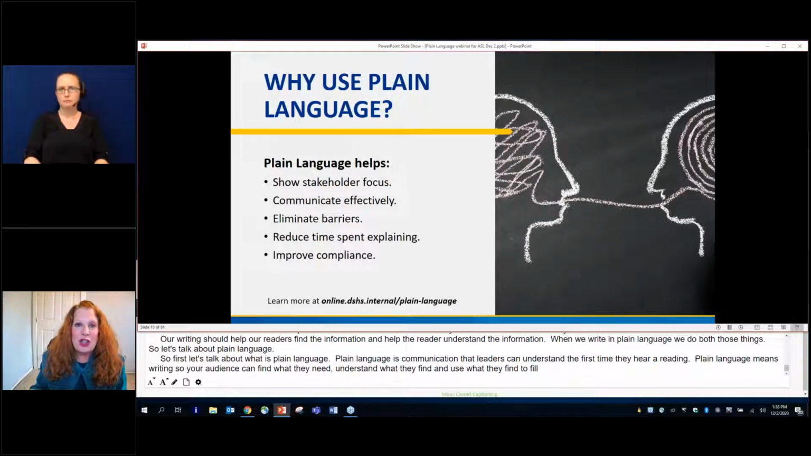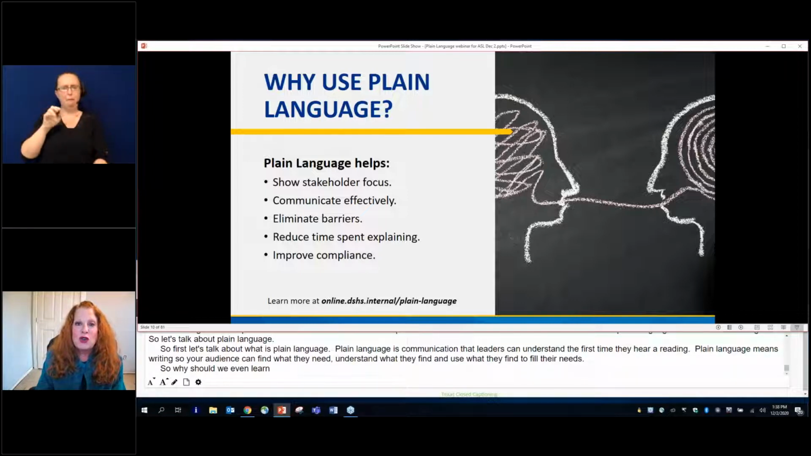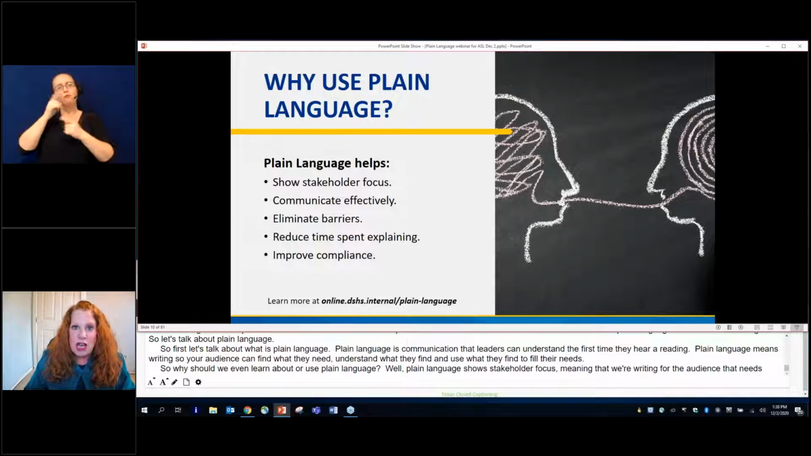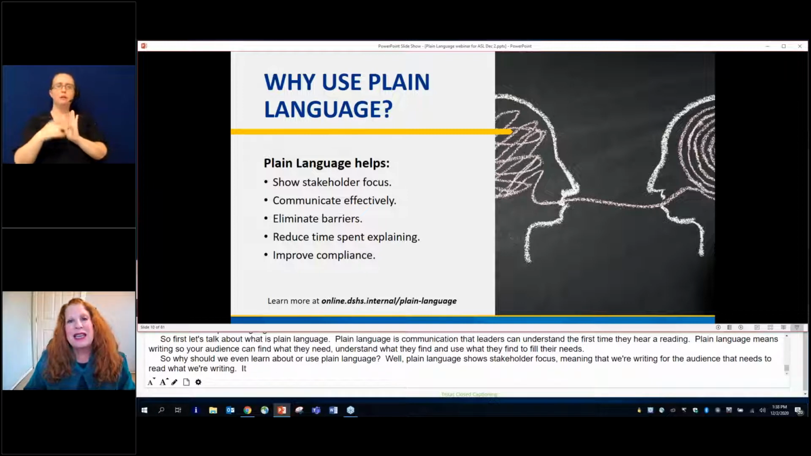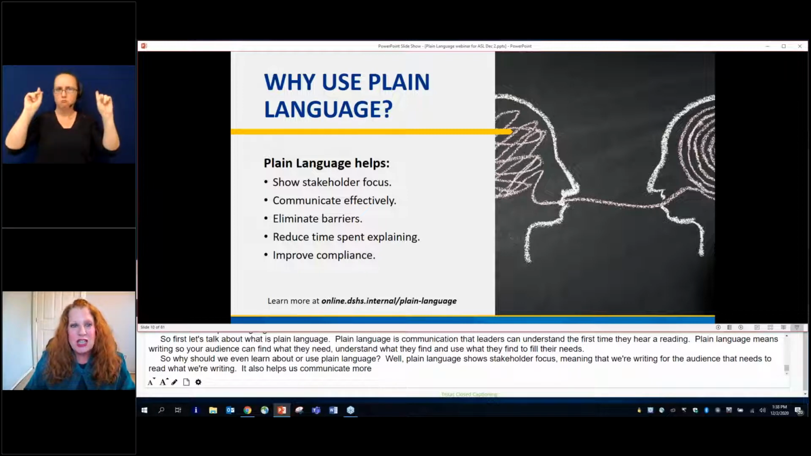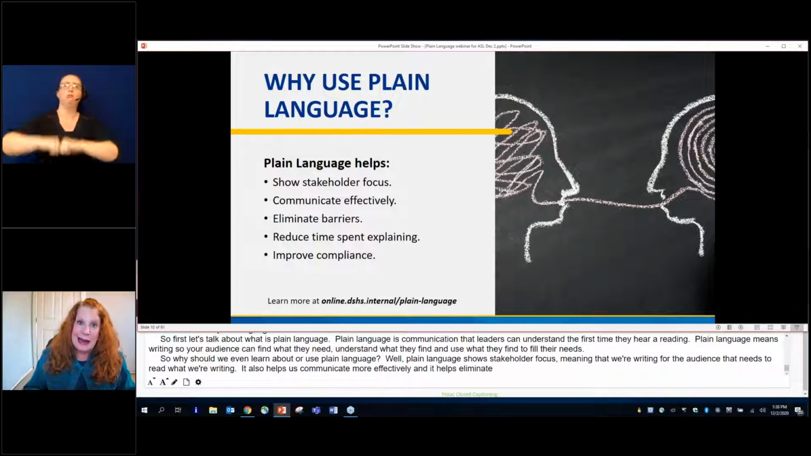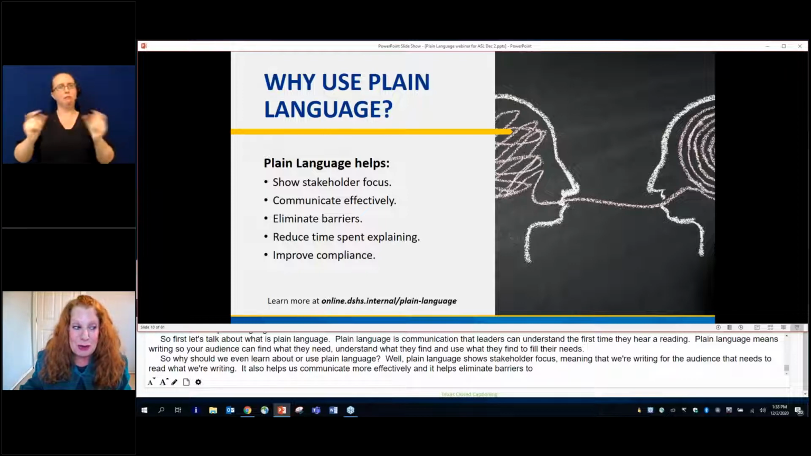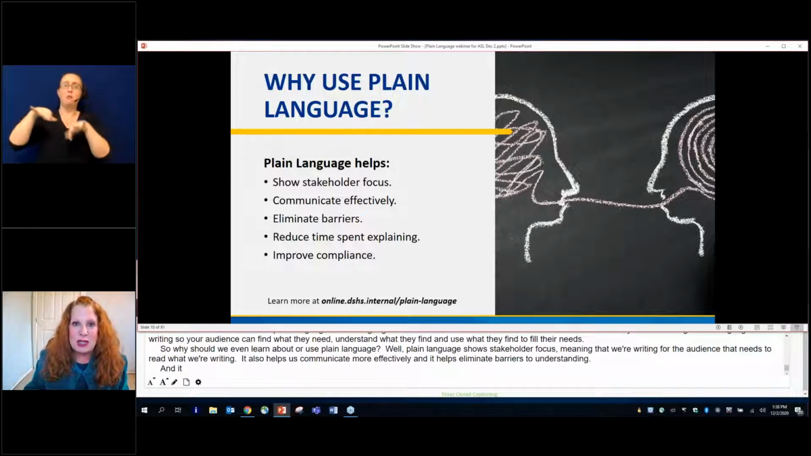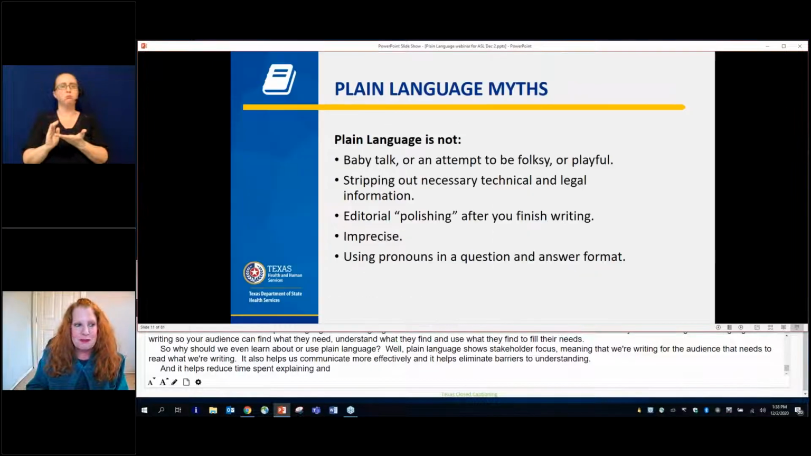So why should we even learn about or use plain language? Well, plain language shows stakeholder focus, meaning that we're writing for the audience that needs to read what we're writing. It also helps us communicate more effectively, and it helps eliminate barriers to understanding. And it helps reduce time spent explaining, and it also helps us with compliance.